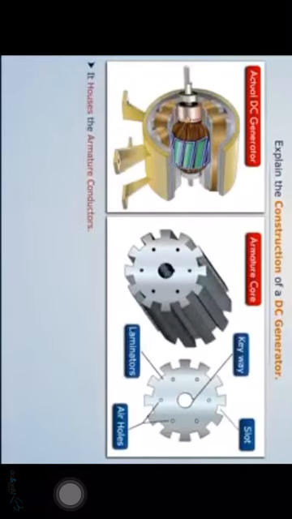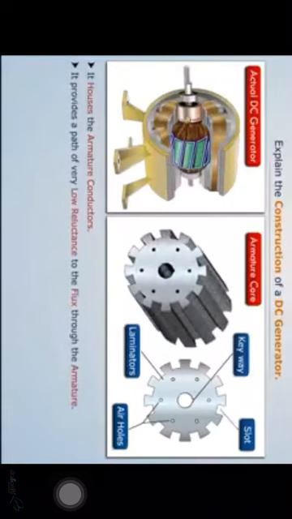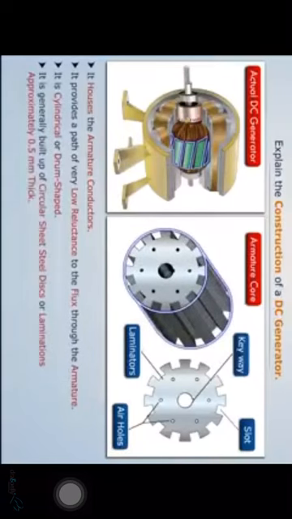Armature core houses the armature conductors or coils and causes them to rotate, cutting the magnetic flux of the field magnet. It also provides a path of very low reluctance to the flux through the armature. It is cylindrical or drum-shaped and is built up of usually circular sheet steel discs or laminations approximately 0.5 mm thick. The slots are either die-cut or punched on the outer periphery of the disc, and the keyway is located in the inner diameter.